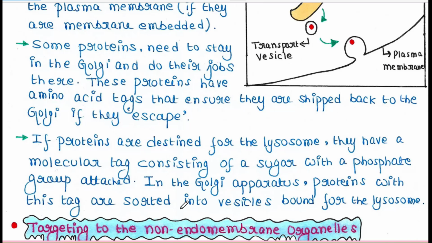If proteins are destined for the lysosome, they have a molecular tag consisting of a sugar with a phosphate group attached. So some proteins are very special. They are destined for the lysosome. They have a specific tag. That tag contains a sugar and a phosphate group. In the Golgi apparatus, proteins with this tag are sorted into vesicles bound for the lysosome.